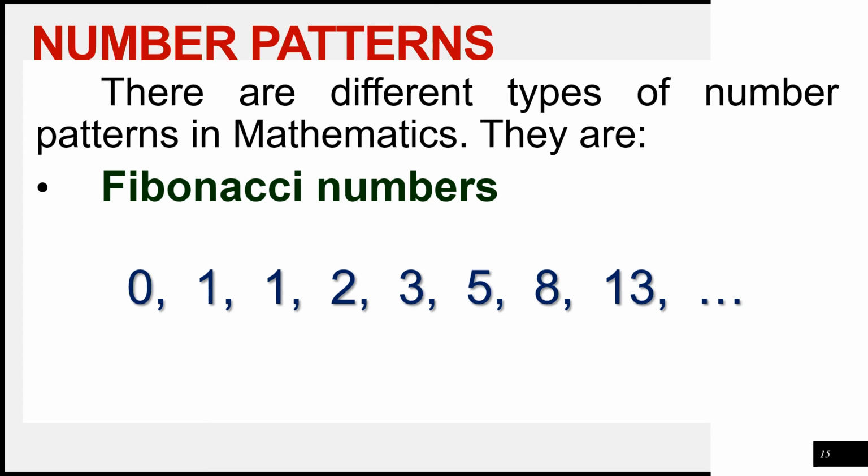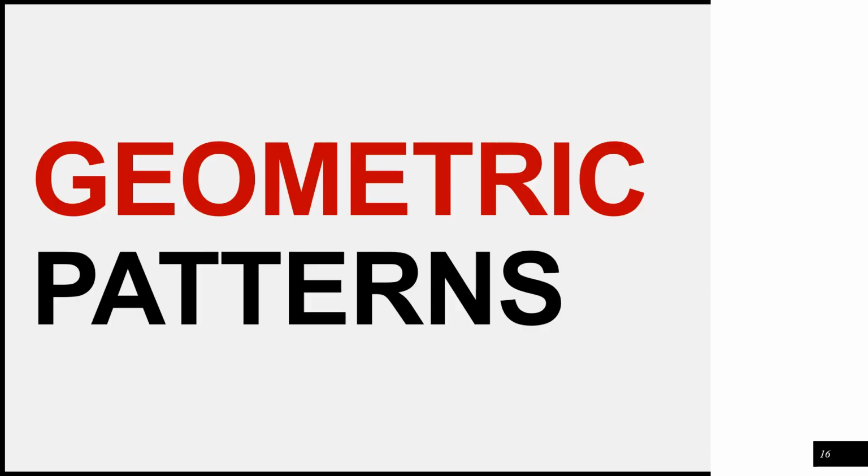You can either start at 0 or 1, but in this case, you are starting with 0. So you have 0, the next one is 1, and then add 0 and 1, you will get 1. To get the next term, add 1 and 1, and then you get 2. Then add 1 and 2, you get 3. Add 2 and 3, you get 5. Add 3 and 5, then you will get the next, which is 8. And to get the next one, add 5 and 8, which is 13. And so on.